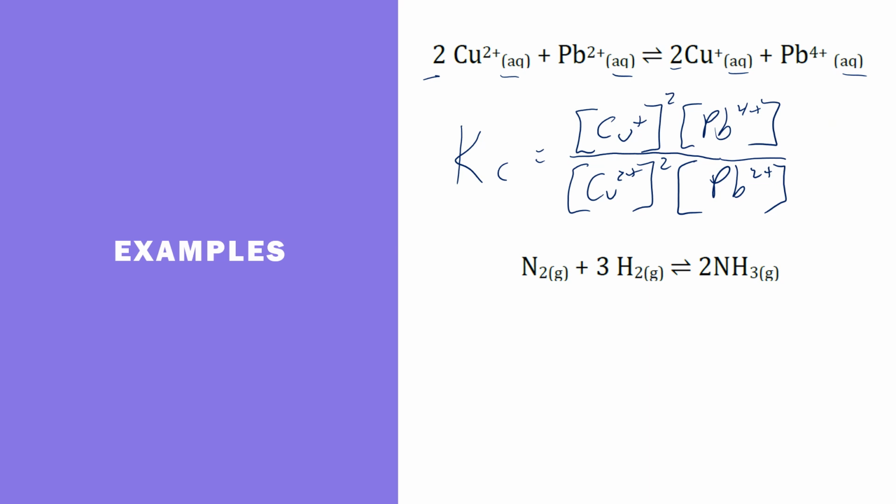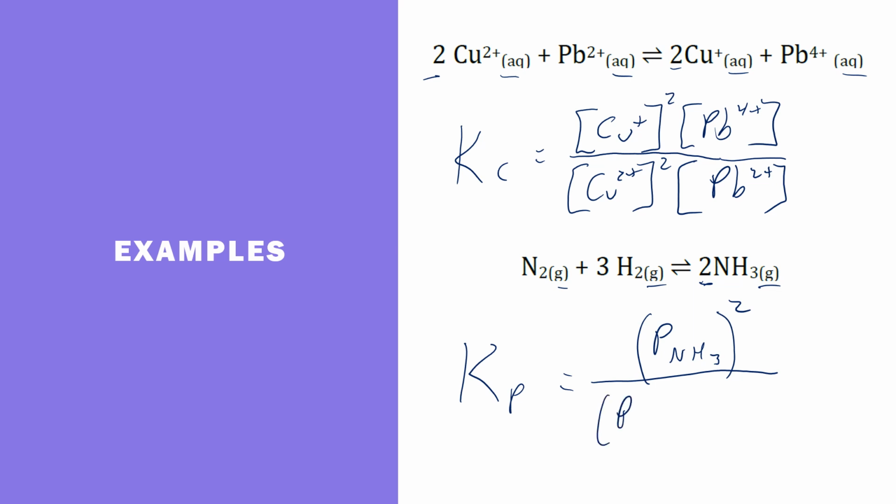Another example, for this one let's do Kp because they're all gases, so we can measure their pressures. And again, you're going to do products over reactants. But this time I want to use the partial pressure notation. So I will do the pressure of NH3, and the coefficient becomes an exponent. And then on the bottom, my reactants, I have the pressure of N2 times the pressure of H2 cubed. And so that is my equilibrium expression for that reaction in terms of their pressures.